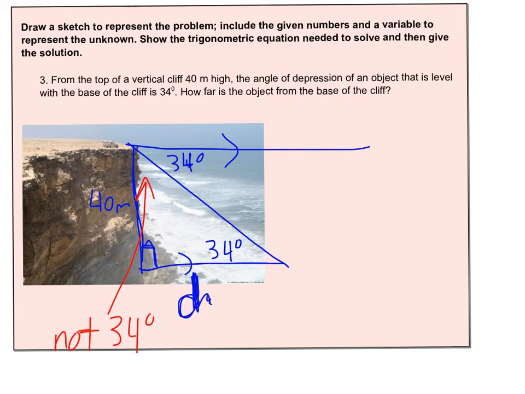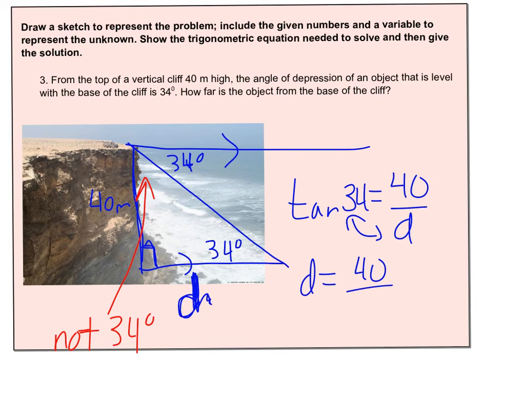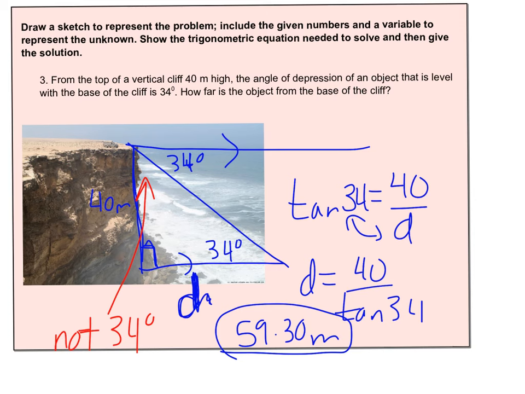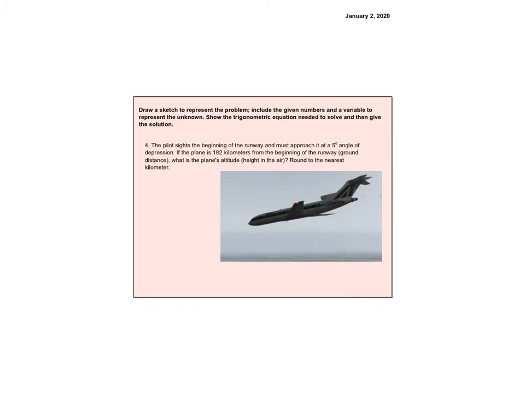So here, I want to know my ground distance. Put D there instead of H. So the tangent of 34 equals 40 over my ground distance. So again, these two switch places. A little calculator grunt work gets me that that is going to be 59.30 meters. That is how far it's going to be. So tangent of 34 equals 40 over D. Little algebra moves that thing around, and we go.